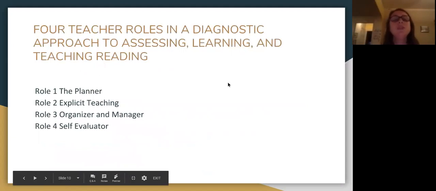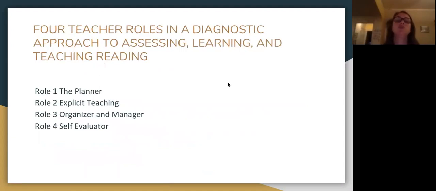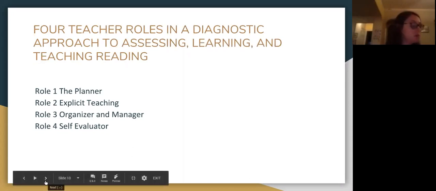Now, there are 4 teacher roles in a diagnostic approach to assessing, learning, and teaching reading. So role 1 is the planner. Number 2 is explicit teaching. Number 3 is organizing and managing. And number 4 is self-evaluator. So we'll take a closer look.